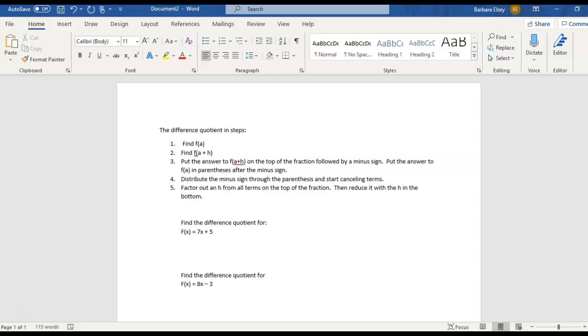We will distribute the minus sign through the parentheses, and things will start canceling on us. Then we'll factor an h from all the terms on the top of the fraction and reduce the h with the h in the bottom. And I forgot to put the difference quotient here, so let me do that. And there's our difference quotient right there.